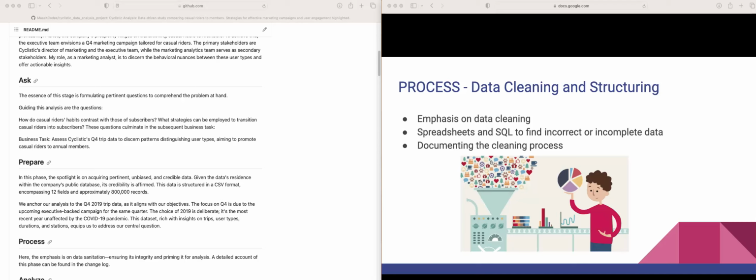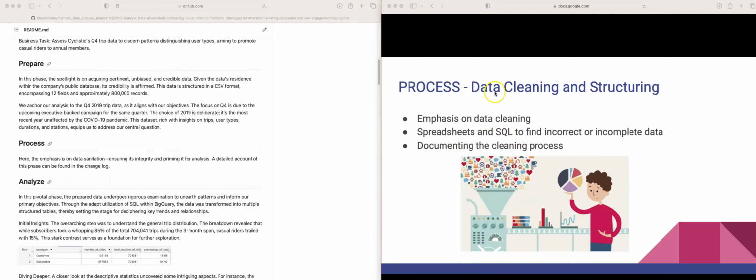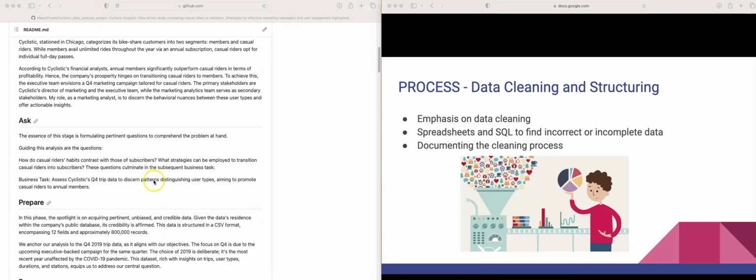Next. Process. This is all about data cleaning and structuring. This is all about data cleaning and spreadsheets and SQL to find incorrect or incomplete data, documenting the cleaning process. This is all about making sure your data is complete and fixing any mishaps.